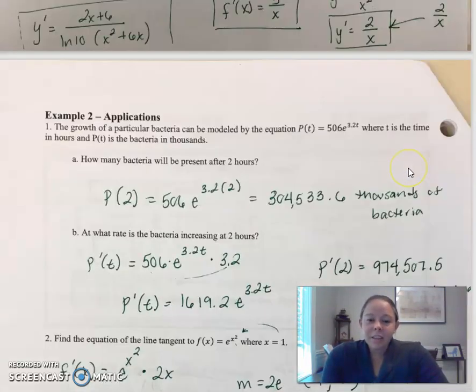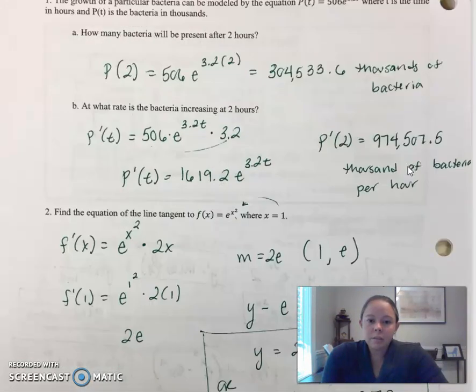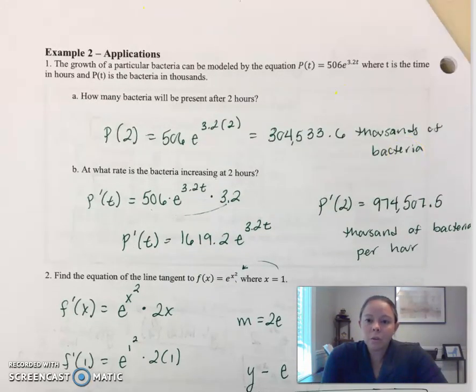All right, and then here's some applications for these problems. So the growth of a particular bacteria can be modeled by the equation. We've seen this, where T is the time in hours, P of T is the bacteria in thousands. How many bacteria will be present after 2 hours? Just plug 2 in, no calculus. But here comes the calculus. At what rate is the bacteria increasing at 2 hours? There's that instantaneous rate of change.